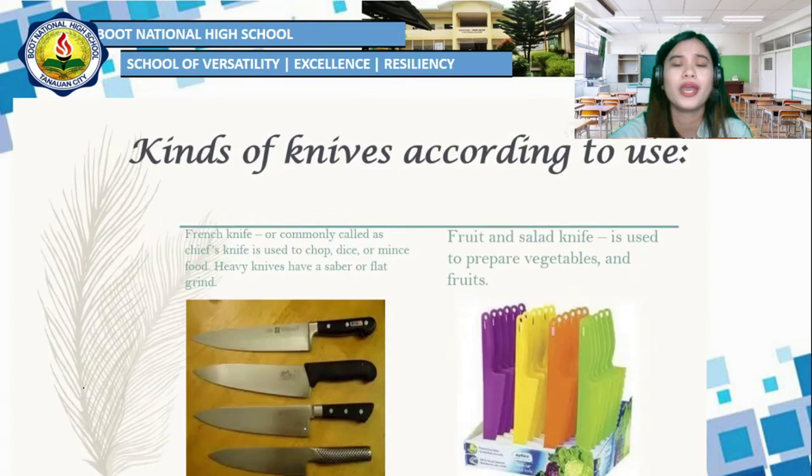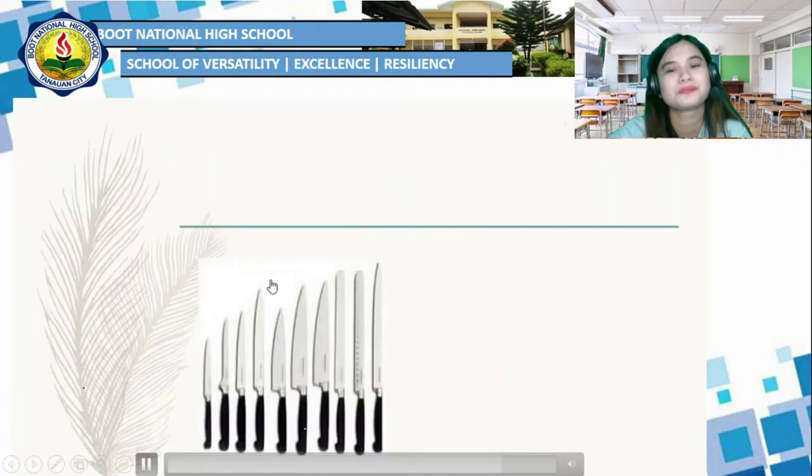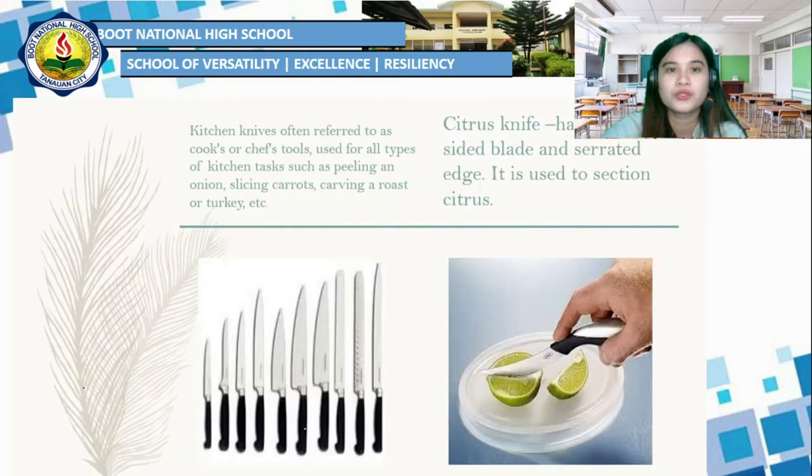Of course, we have the fruit and salad knife. It is used to prepare vegetables and some fruits. Okay, so as you can see in the picture, there are some different colors, colorful knives. Okay, next one, let's have the kitchen knives, often referred to as a cook's or chef's tool. It is used for all types of kitchen tasks, such as peeling an onion, slicing carrots, carving or roasting a turkey.